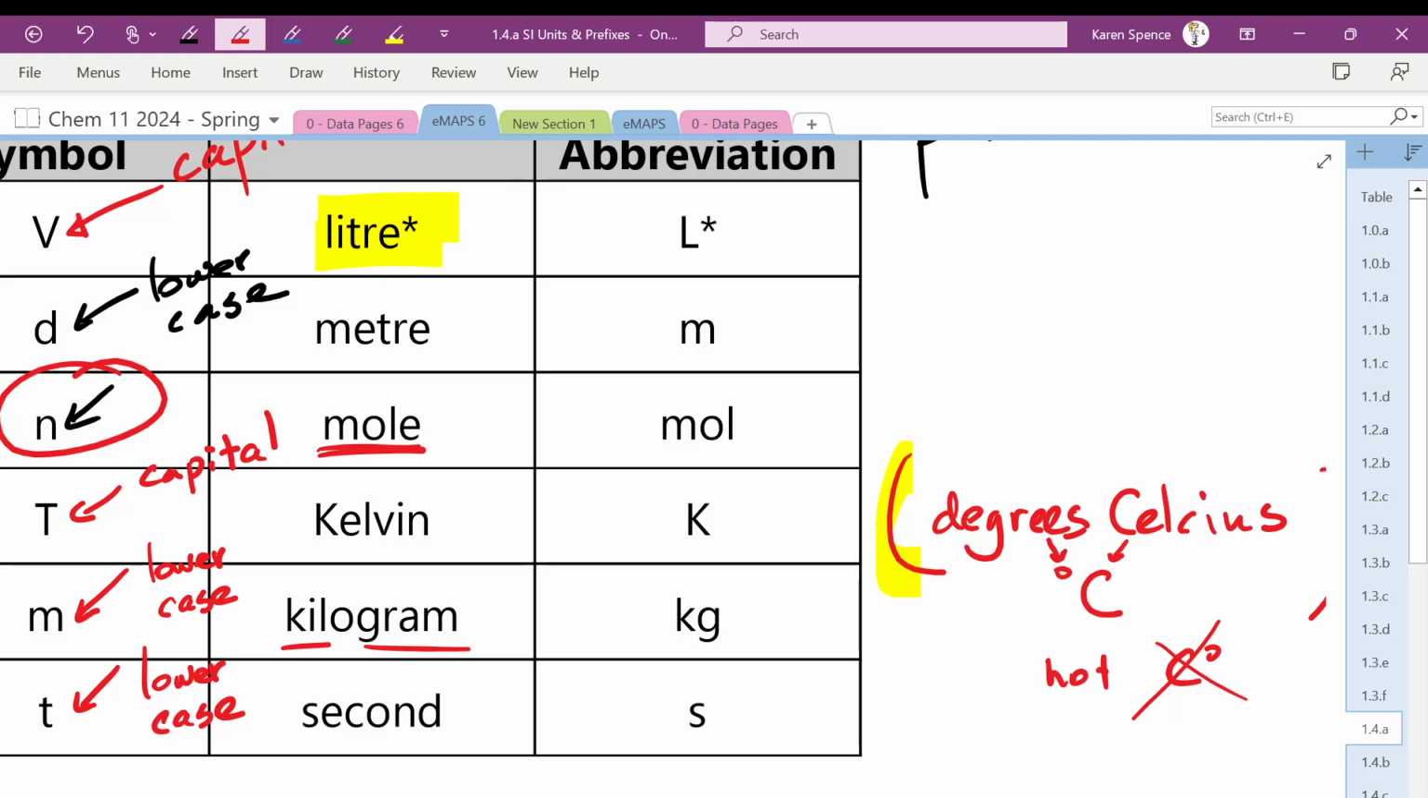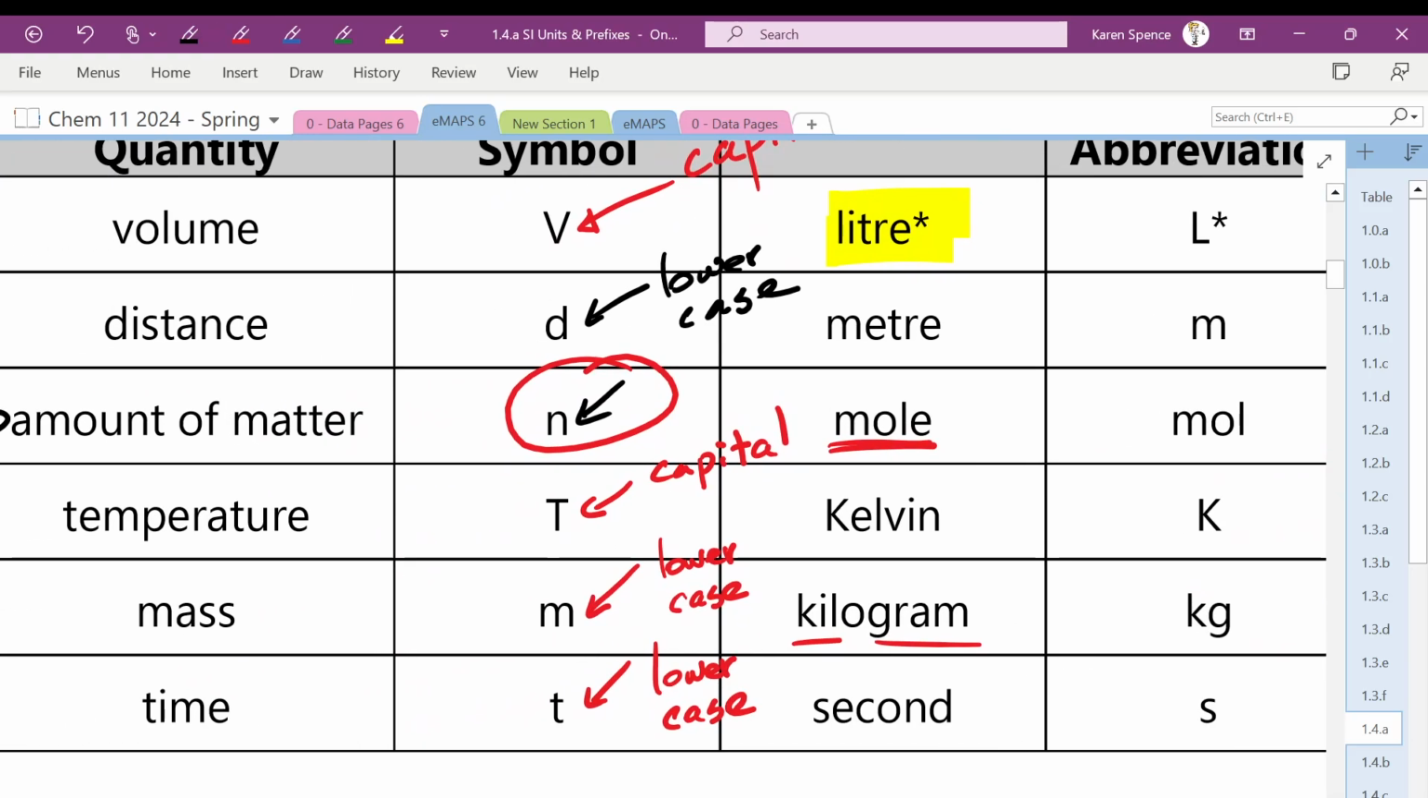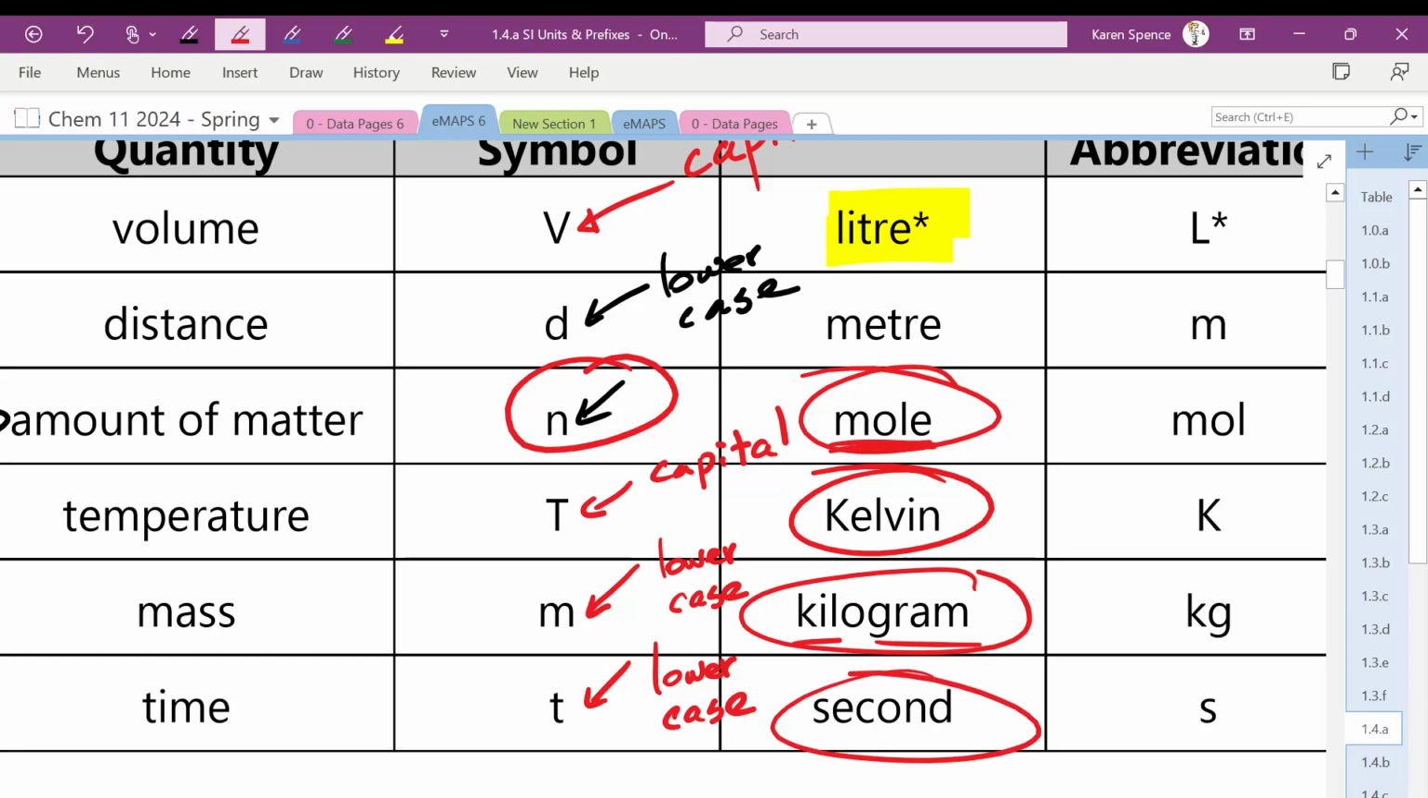And they said the standard unit for distance is the meter. The standard unit for amount of matter is the mole. The standard unit for temperature is Kelvin. The standard unit for mass is kilogram. And the standard unit for time is second. And they came up with different ways of defining these. Like a second has something to do with the vibrations of a quartz crystal. But I don't really understand it, so I'm not going to worry about it too much. Or it's cesium. It could be cesium.